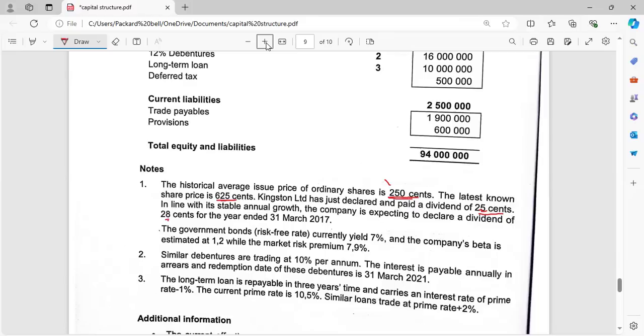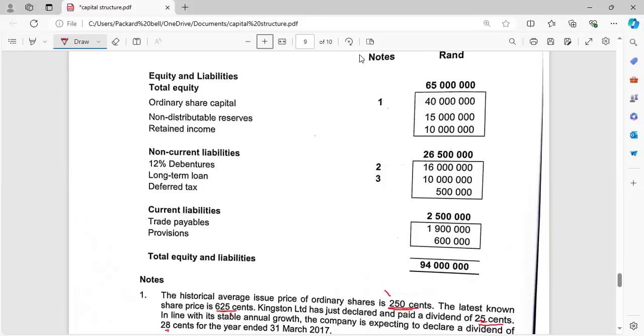Right, let's look at what else is there. So in note number 1, we are going to have the market value, which is here. The historical issue price, you are going to use it if you want to convert this. Let's say the question requires you to calculate the market capitalization or the market value of ordinary shares. So that price of R2.50, you are going to use it to determine the number of shares that were issued.